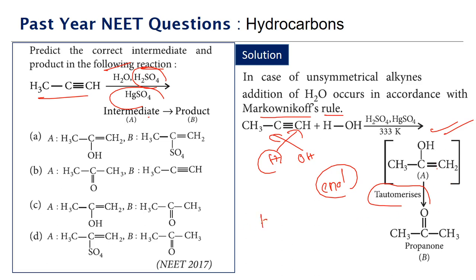That's why we call this phenomenon keto-enol tautomerism. So the enol will convert itself. How do you convert the enol into the ketone? The double bond will shift here and the hydrogen will come to this carbon. As a result, what we are going to have is propanone. Propanone is the corresponding ketone of this particular enol.